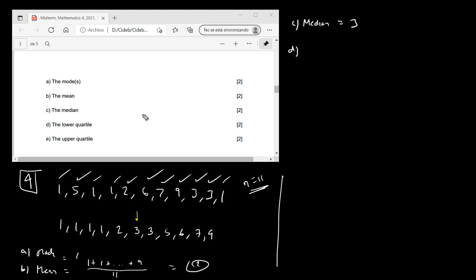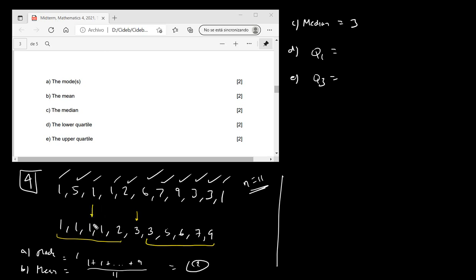D, the lower quartile, and E, the upper quartile, in other words, Q1 and Q3. This can be understood as the medians. Once you have the median of the data set, which is 3, Q1 and Q3 can be understood as the medians of the first half and the other half.